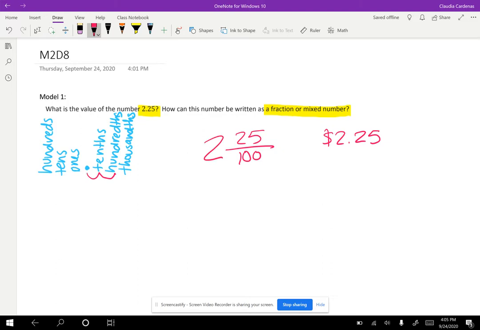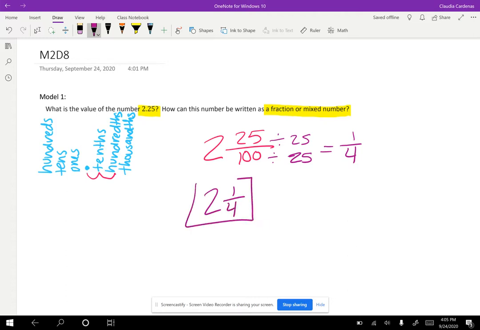So can we simplify this fraction? Yes, because we know that the numerator and the denominator can be simplified by 25. Okay, so we might actually be able to see other numbers, like you could have seen it being simplified by 5. But I want to pick the biggest number that can go into both 25 and 100. And I see that we get 1/4. So this mixed number written is 2 and 1/4.